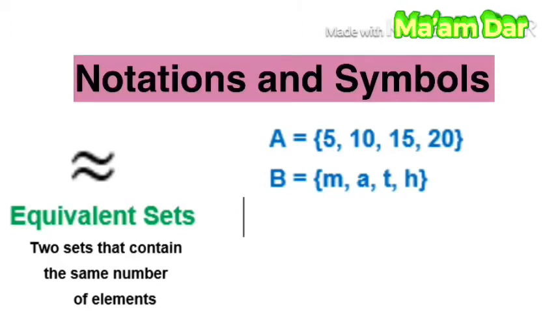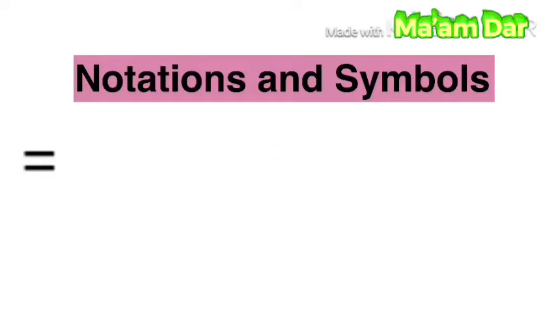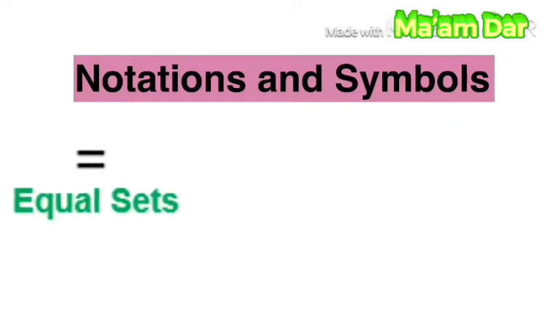Pila kabuk ang elements ni A? Diba 4? Pila pod kabuk ang elements ni B? Diba 4 pod? So since they have the same number of elements, then they are equivalent. Next, this is a symbol of equal sets.